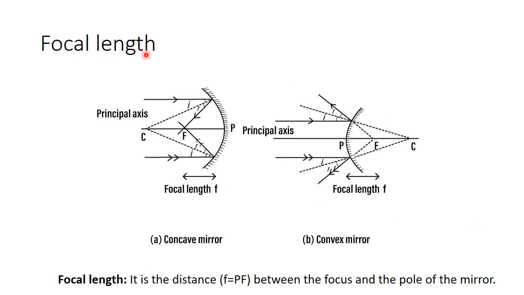Next, we'll discuss focal length. So what is a focal length? It is the distance f equals PF between the focus and the pole of the mirror. So let us consider a concave mirror. In this case, this point is P, this point is F. Now the distance between the point P and F is known as your focal length, and it is denoted by small f. So this is your focal length for the concave mirror. Similarly, for the convex mirror, the distance between the pole P and the principal focus capital F is known as your focal length for the convex mirror, and it is also denoted with small f. Fine.